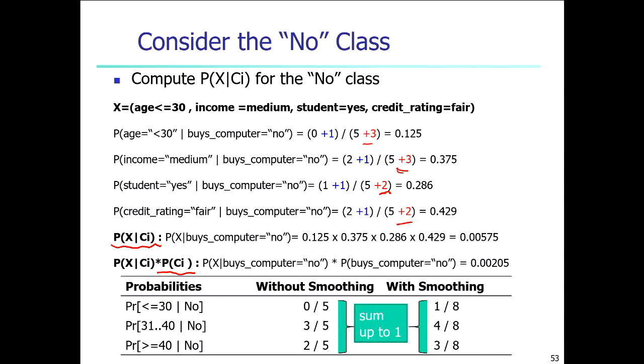And you can see that the probabilities of the different values of a given attribute, given a fixed class label, always sum to 1, no matter whether you do or do not do the smoothing.